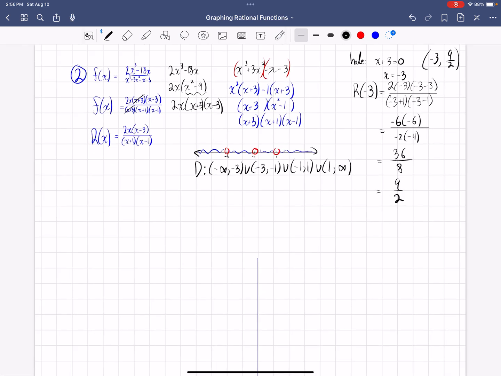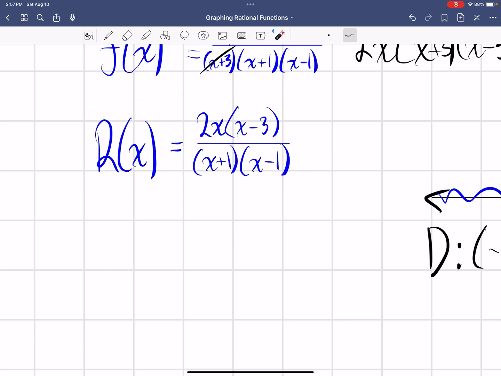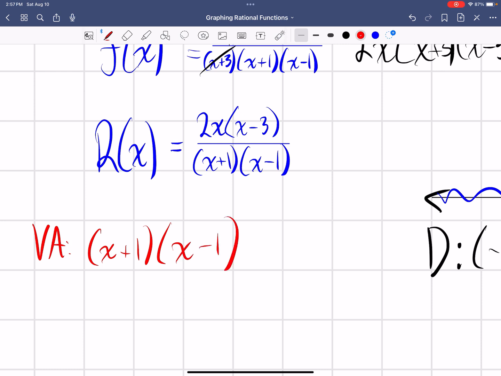Now the good news when you get a hole is that after you find it, you can do the rest of the work using this reduced function. You no longer need to look at the original one. So on to the next step, vertical asymptotes. To find the vertical asymptotes, we just need to set the denominator of the function equal to 0. And we get two solutions. We get x equals -1 and x equals 1, both of which have a multiplicity of 1. Okay.